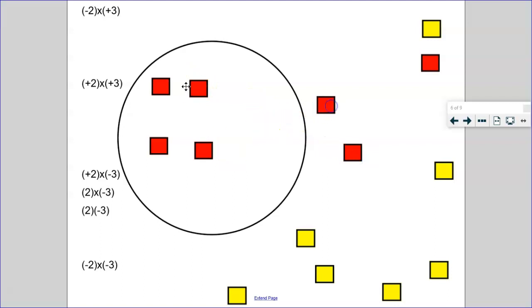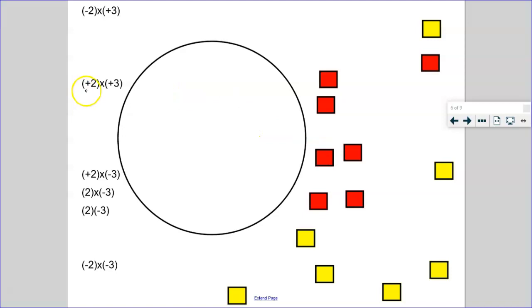Okay, let's empty the bank. Now we've got positive 2 times positive 3. So we've got 3 sets of 2 positive tiles. So let's do that.